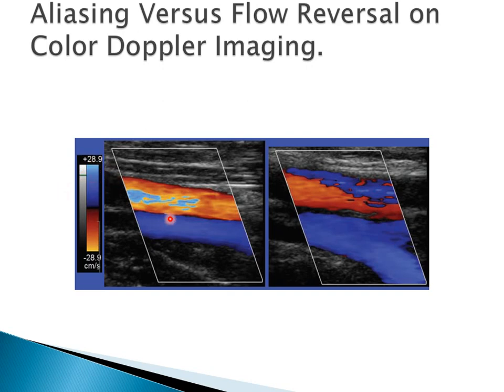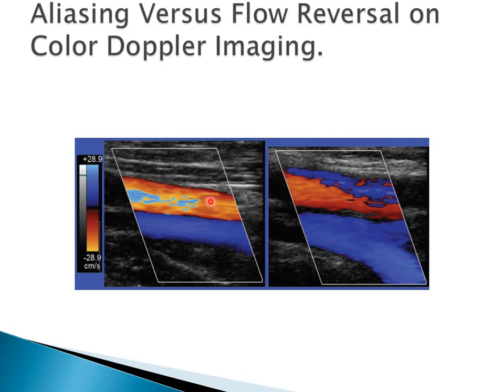Why does it happen with these velocities? The maximum velocity is 28.9 here. If the blood is flowing faster than 28.9 in this vessel, 40 for example, what will happen? The machine will display the extra speed in the opposite direction, in the blue. This is aliasing. So this maximum, 28.9, is called the Nyquist limit. The Nyquist limit is half of the pulse repetition frequency.